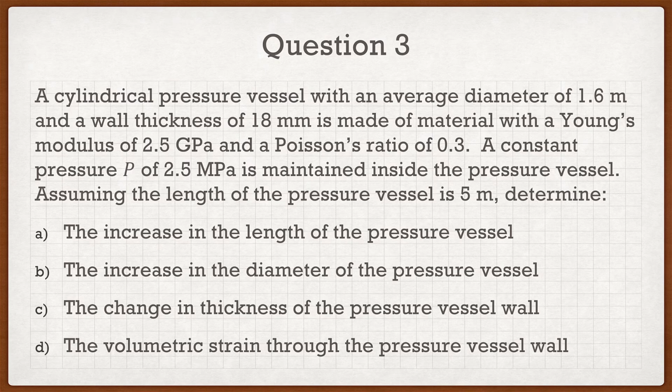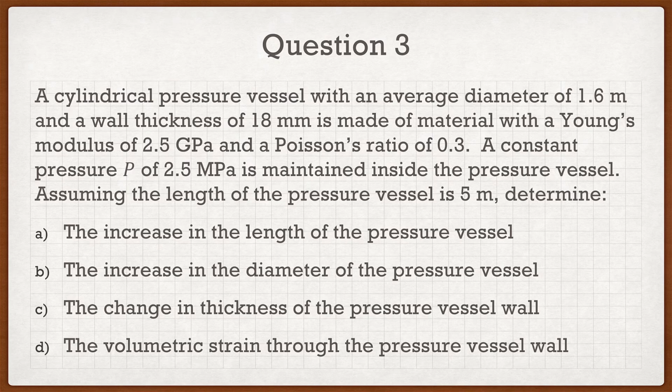So part A says the increase in length of the pressure vessel. Part B says the increase in diameter of the pressure vessel. And part C says the change in thickness of the pressure vessel wall. So these first 3 questions all have to deal with how the dimensions of this pipe are changing. And finally, part D says the volumetric strain throughout the pressure vessel wall. So again, it has to do with how things are changing when talking about strains.